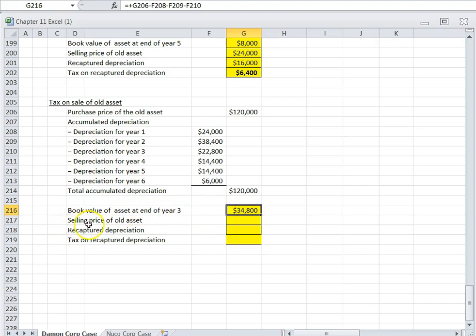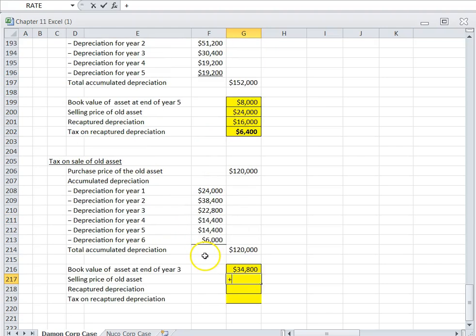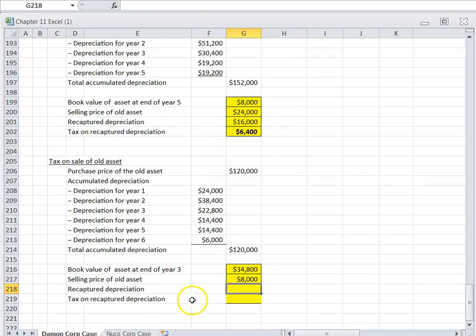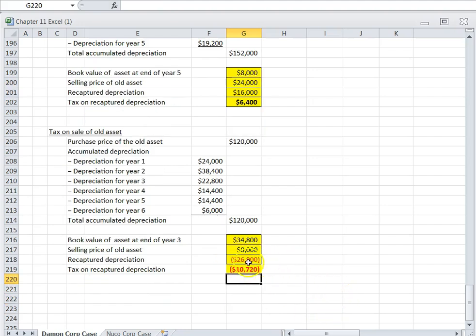So we have the selling price of the old asset, which we determined that we're going to sell for $8,000, and then we're recapturing the depreciation. We have a negative number on the depreciation because we are selling it for less than the book value. So that means we're taking a tax loss. So if we multiply this by the tax rate, we're basically going to get a tax credit because we're selling it at a loss.